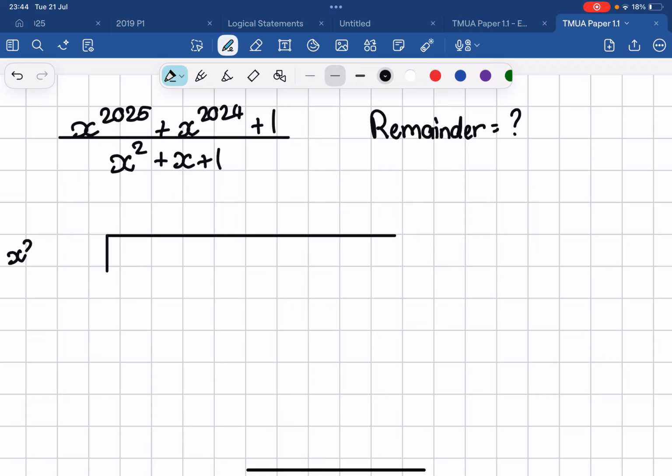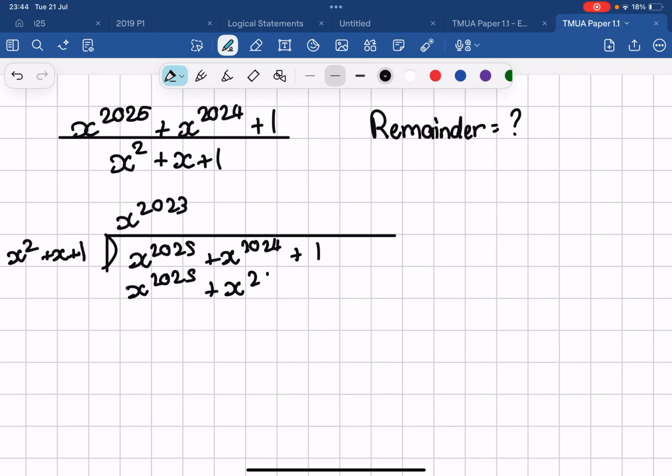So we have x squared plus x plus 1, this should be a bit more rounded. We have x to the 2025 plus x to the 2024 plus 1. Right, let's start by dividing x to the 2023, and we times everything back across. x to the 2024 plus x to the 2023. Now subtract, 1 minus x to the 2023.